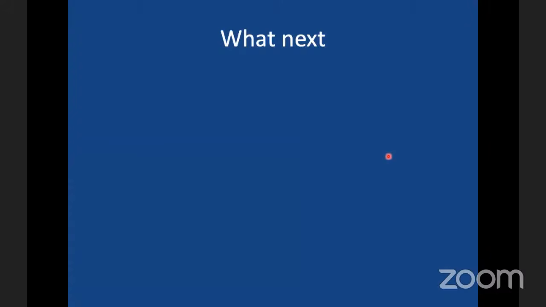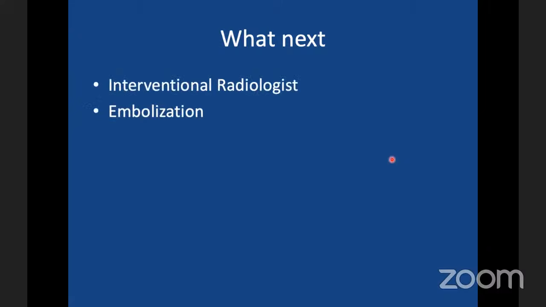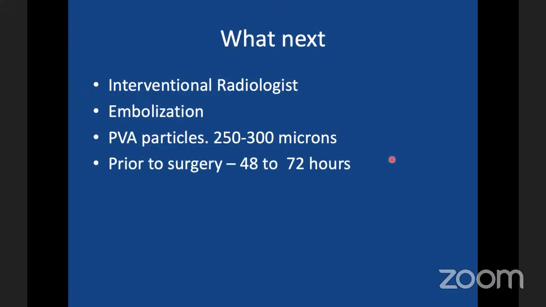Now, what next? What is the role of the radiologist? Now, in comes the role of an interventional radiologist. It is the embolization, and the embolizing material is PVA particles, 250 to 300 microns. And when is the embolization done? Basically, whenever they plan the surgery, it has to be done 48 to 72 hours. So not before 48 hours and not after 72 hours of embolization.